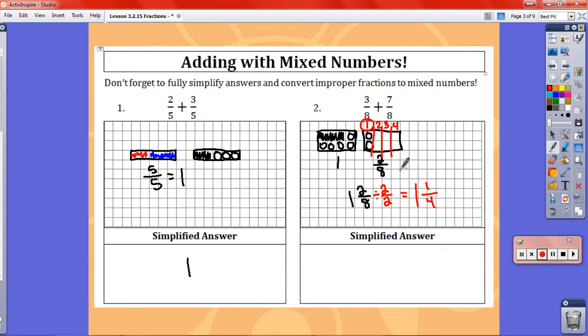Okay, just remember the pieces have to be the same size, and if it's colored in, it has to be fully colored in. If it's blank, it has to be fully blank. You can't have, like, an extra piece here. So my simplified answer is 1 1/4.